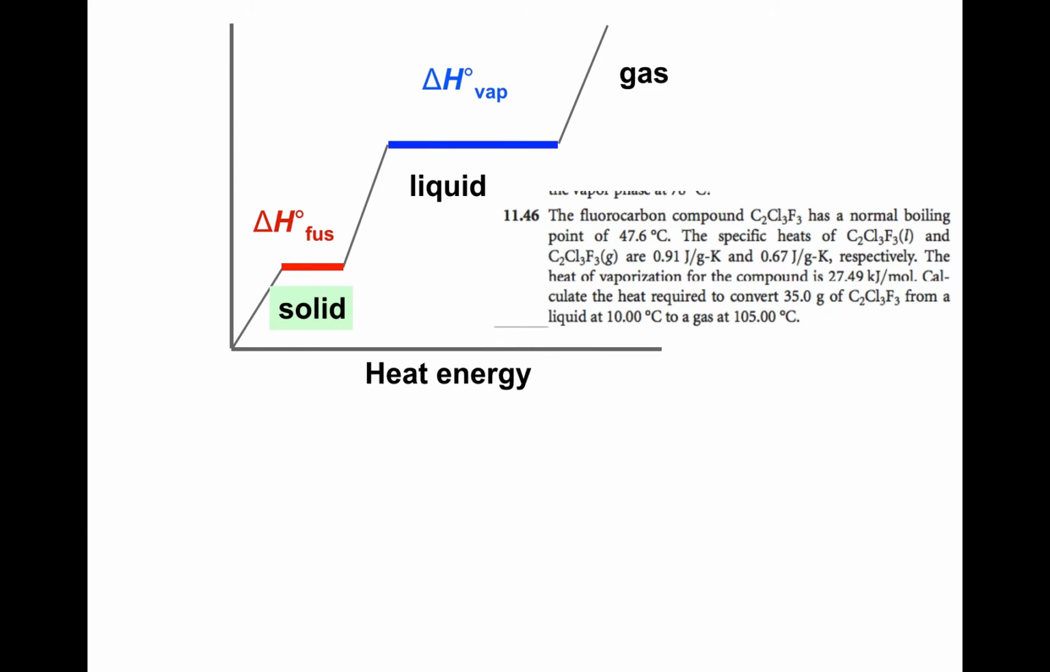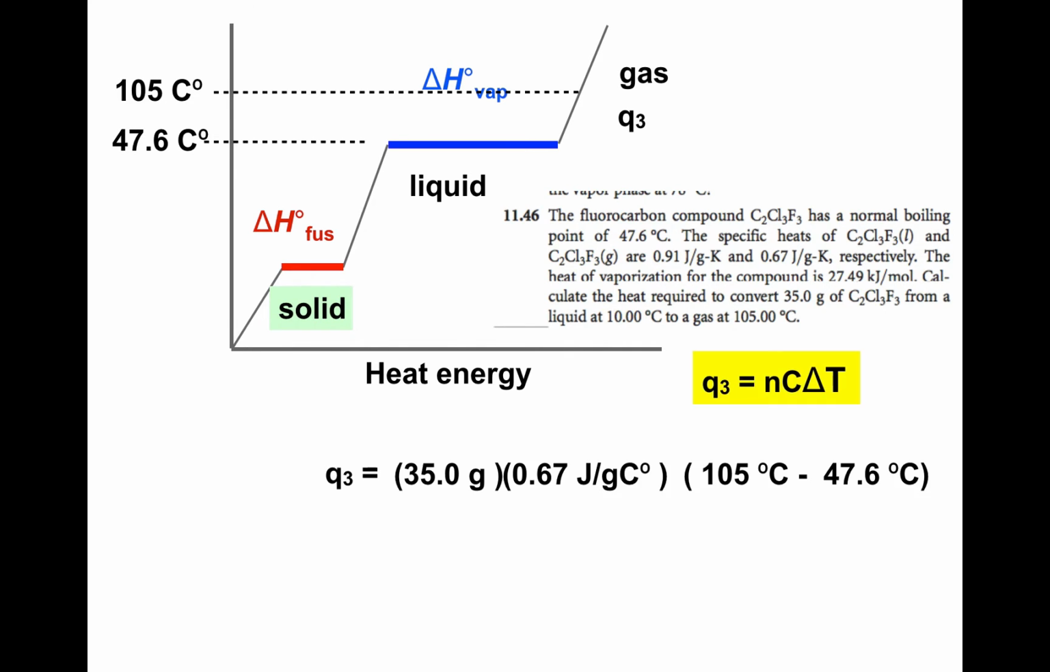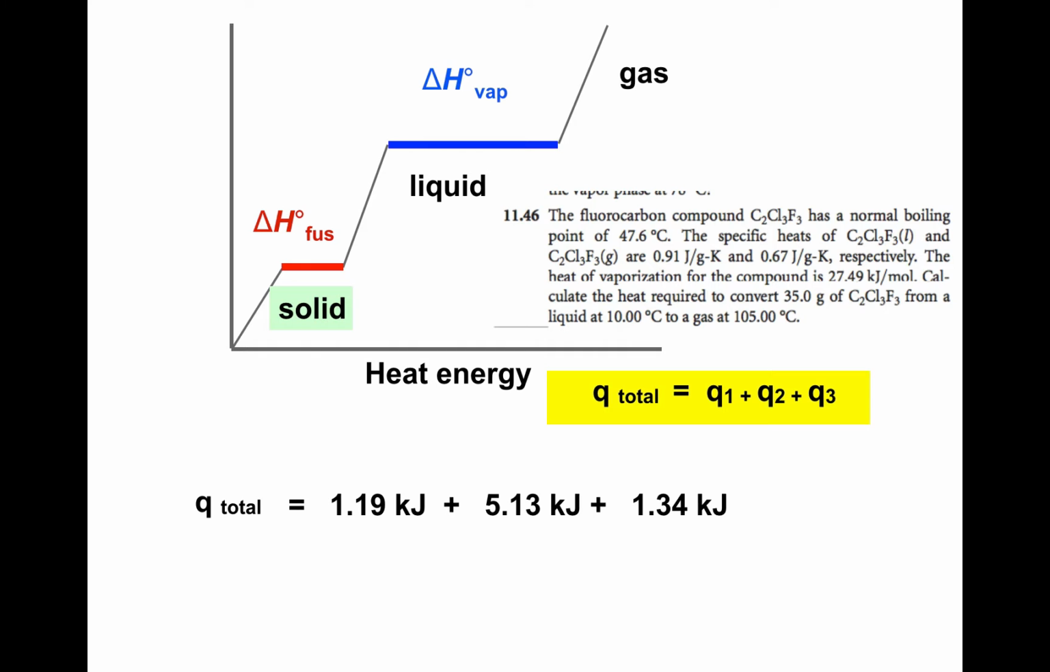Now, heating up a gas also requires heat, right? And there's a heat capacity for the gas. So multiply the heat capacity by the amount of gas, right? 35 grams. By the temperature change, you're going from 47.6 all the way up to 105 degrees, right? This is how hot you're getting the gas. And plug it into Q = mcΔT and solve for the heat. So Q1 plus Q2 plus Q3 is going to give me the total heat. So that's how much heat's required to raise the temperature of this substance that amount.